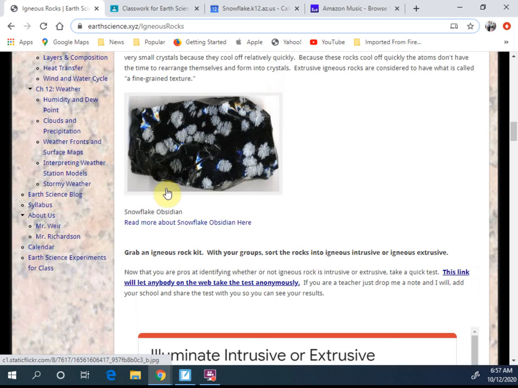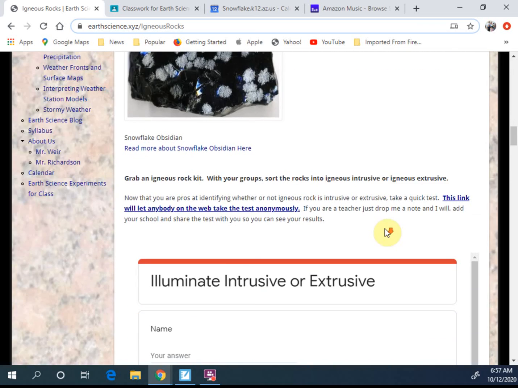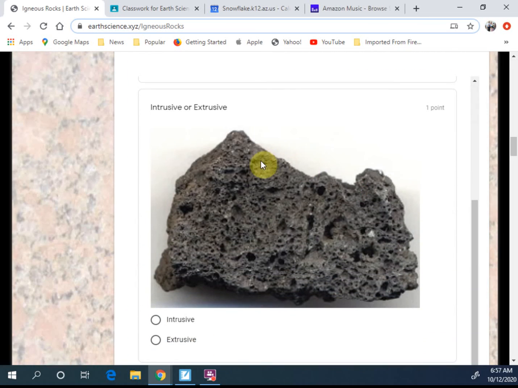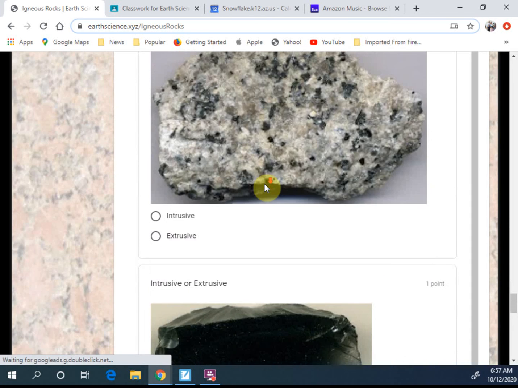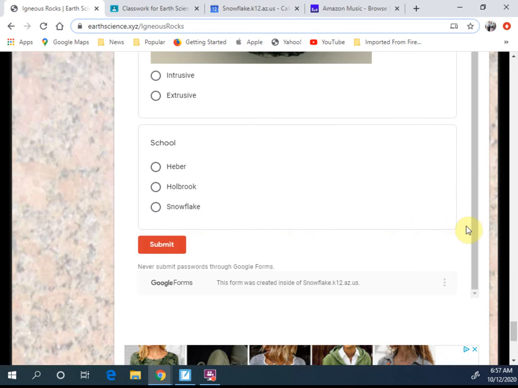Excuse me. And this picture is a picture of some snowflake obsidian. Very rare, very fun. Okay, now your job is to grab the igneous rock kits in the classroom. You're going to get into your groups, and you're going to sort these rocks between intrusive and extrusive. After that, you will go down here and you will take this quiz. Okay? Answer all of these and hit submit.